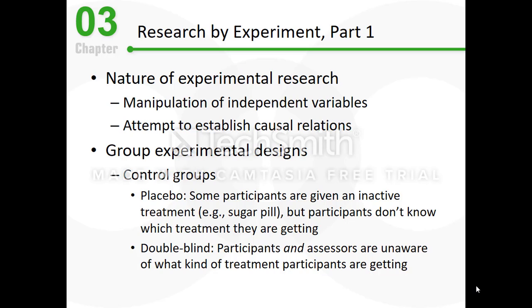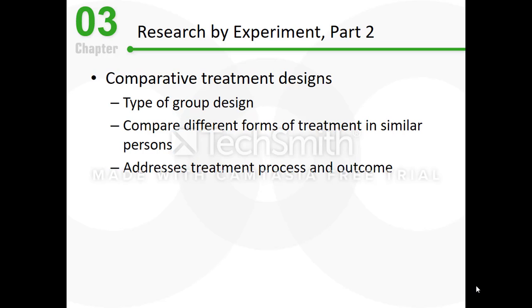Now we're going to pop over to experimental method. And this is where we do manipulate the independent variable. And we're looking for cause and effect. And how do we do this? We do this by assigning people to either control groups or to experimental or treatment groups. In a control group, it can be either you're getting a placebo or you can be in a double-blind type of control group. Placebo is you're given a sugar pill. You don't know that you're not really getting the treatment. Double-blind is that the participants and assessors are both unaware of what kind of treatment the participant's getting.